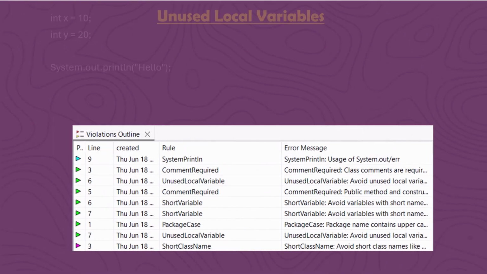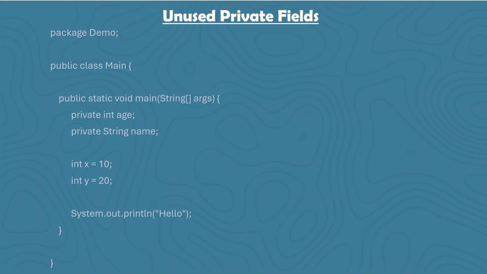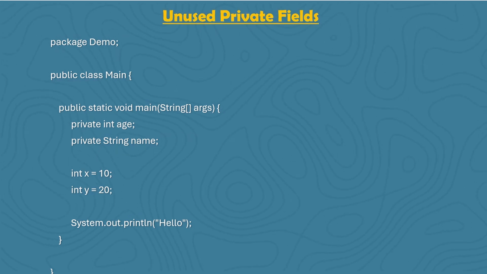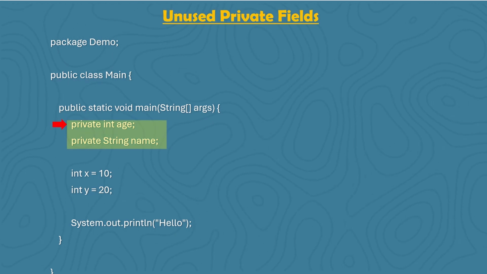Then unused local variables. So we should avoid unused local variables. PMD flags variables x and y because they are declared but never used. Unused variables clutter the code and may confuse future developers, so removing them improves maintainability and readability. Unused private fields. So PMD detects private fields that are declared but never utilized. Unused fields consume memory and often indicate incomplete or unnecessary code.